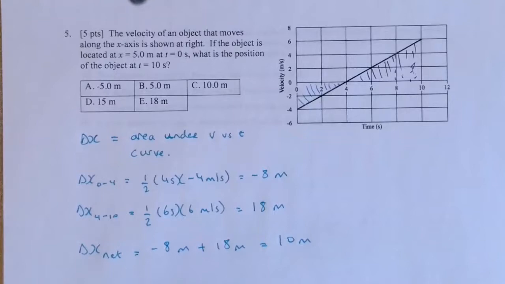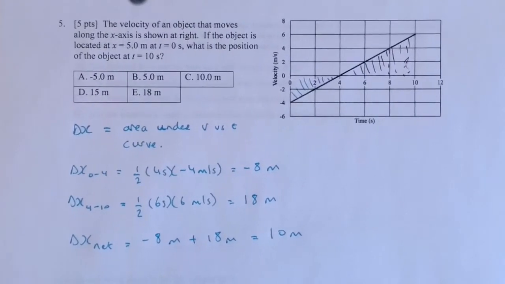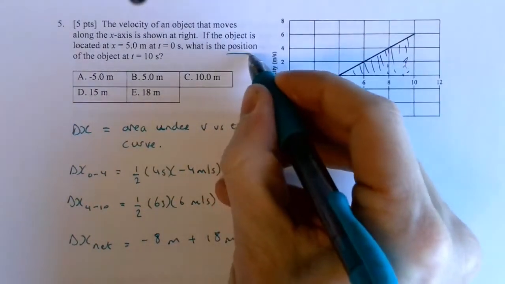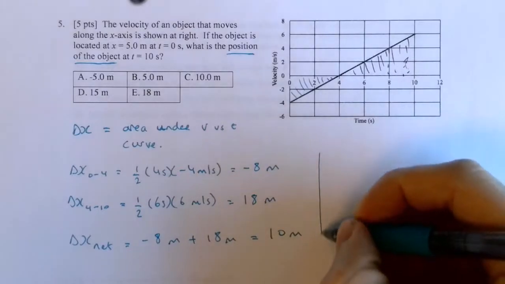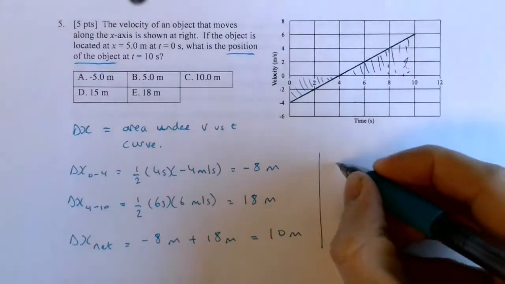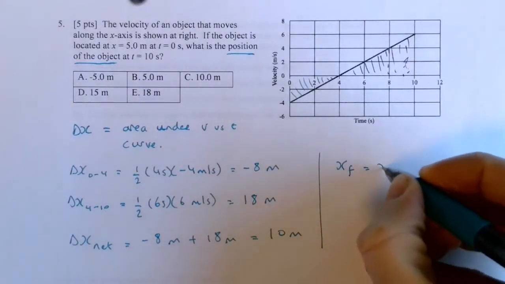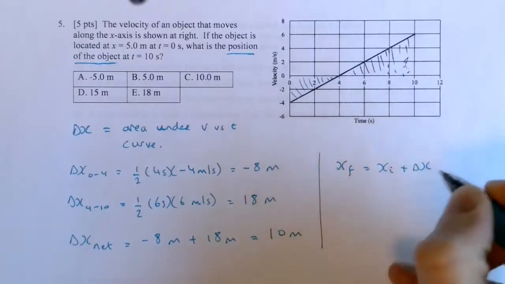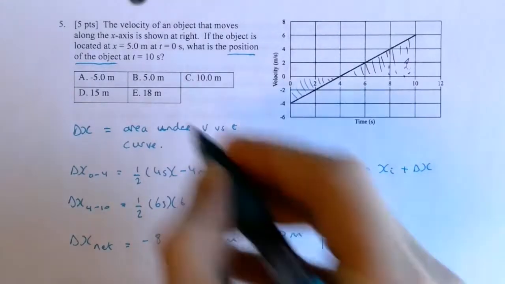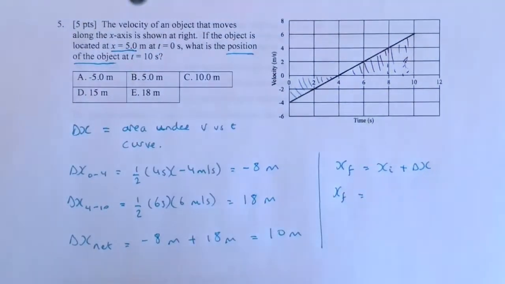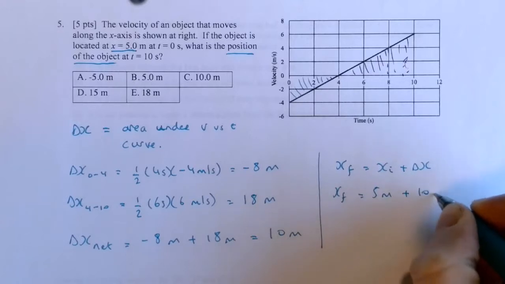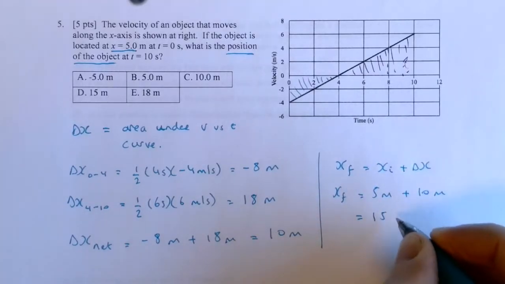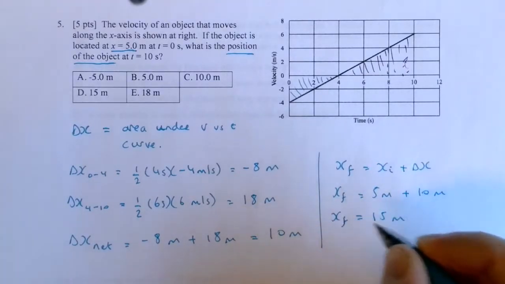So that is choice C, but that is not the correct answer because the question is asking for the position of the object at t equals 10, not the change in position of the object. So to find the final position of the object, we must consider the initial position of the object. So x final is x initial plus delta x. So you have to take into account that initial x equals 5 meters at t equals 0. So 5 meters plus the 10 meter change gives us a position of 15 meters, which is choice D.